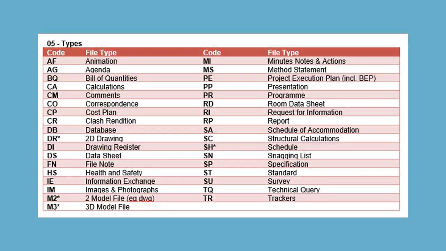Container 5 is the file type, whether it be an agenda, meeting minutes, a method statement. Each of those has a code as determined by the British Standard. So if I was putting in a notification for a request for information, then that would be RI.